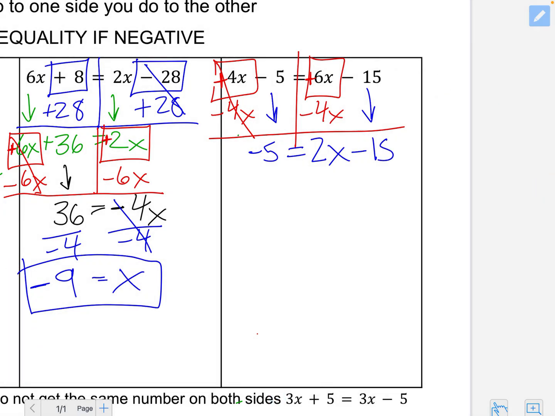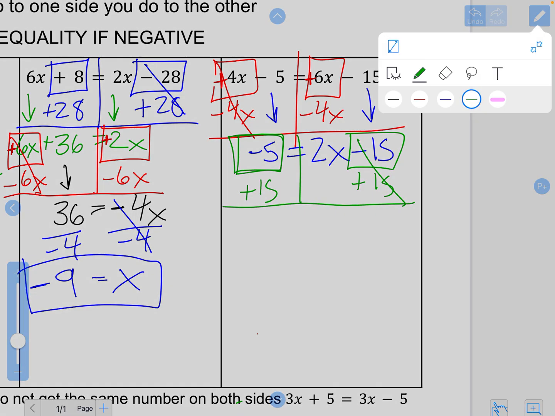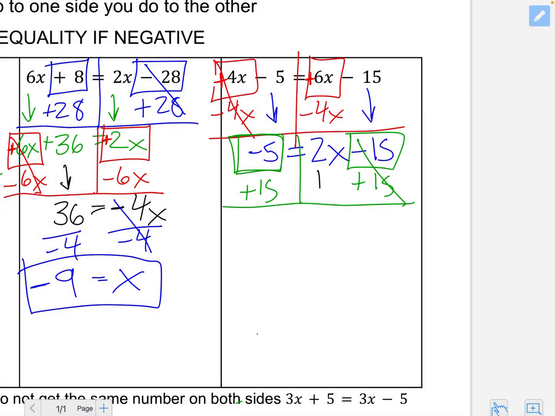And so again, my 5 is all lonely. He doesn't have anybody to play with. So I'm going to bring the other constant term over to him so he's no longer lonely. I'm going to switch the sign. What I do to one side, I have to do to the other. My 15's cancel. I need to bring down my variable term. And then 15 minus 5 is going to be a positive number because 15 is the bigger number. So 15 minus 5 is a positive 10.